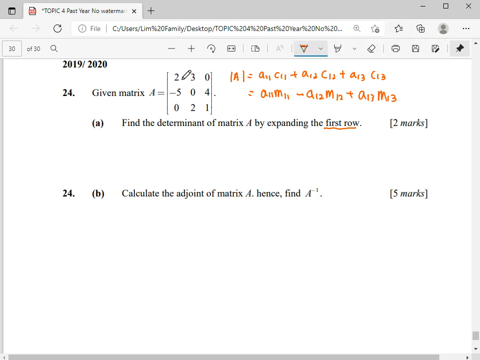So what is the minor? Minor 11 means we cancel row 1, column 1, and find the determinant of what remains. Minor 12 means we cancel first row, second column, and do the determinant for this. And minor 13, we do the determinant for this. So the cofactor is positive or negative depending on the location: positive, negative, positive, negative, positive, negative, positive, negative, positive.